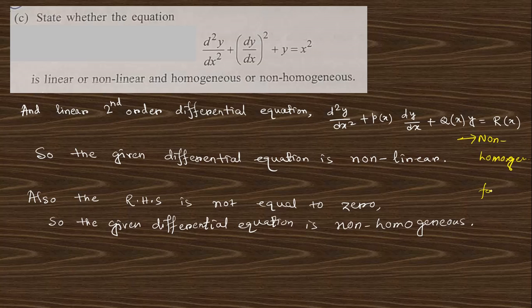For homogeneous, this R(x) must be 0. Since the right hand side is not equal to 0, this is non-homogeneous. I think that is clear. This is non-linear as well as non-homogeneous. Go to the next question.